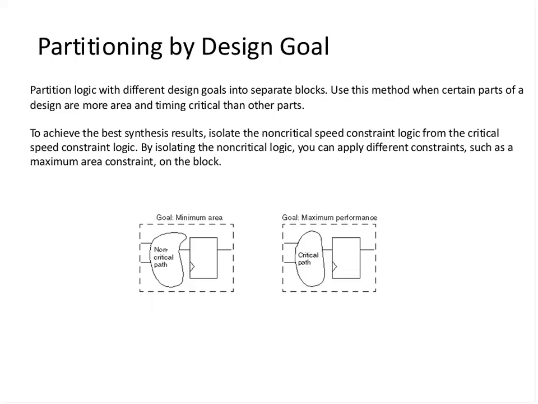Next, partitioning by design rule. Let's say you have a part of the design which is very much time critical, and there is some other part of the design where you are very much concerned about the area. Since these two have different and competing goals, it is better to keep them in different hierarchies, such that on one design you can focus on the timing part and on the other design you can focus on the area part.